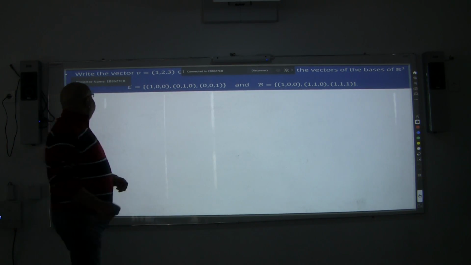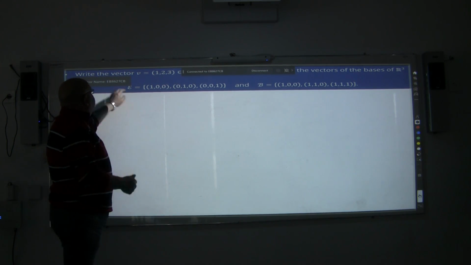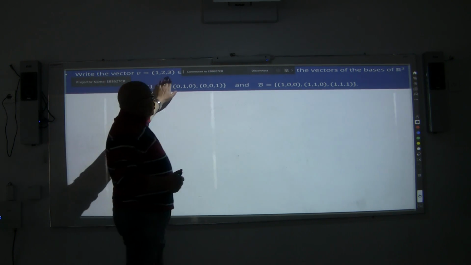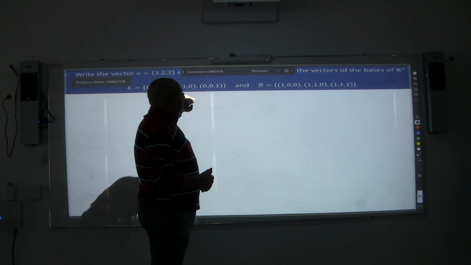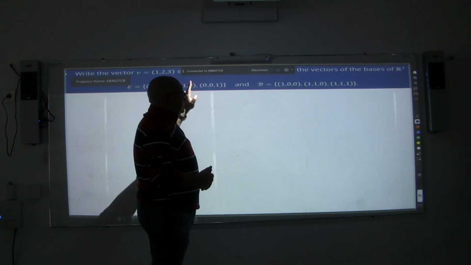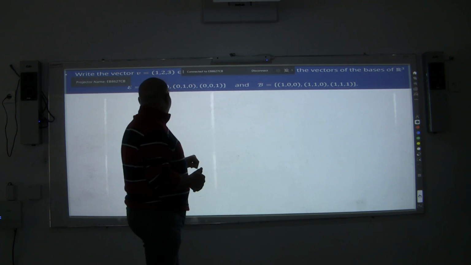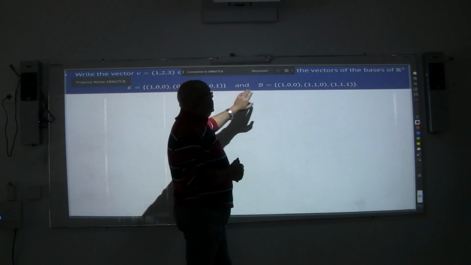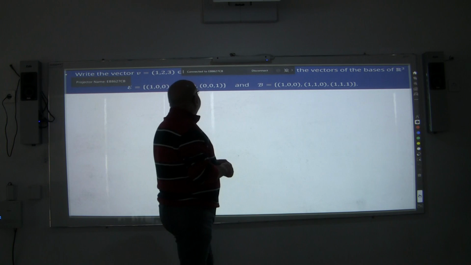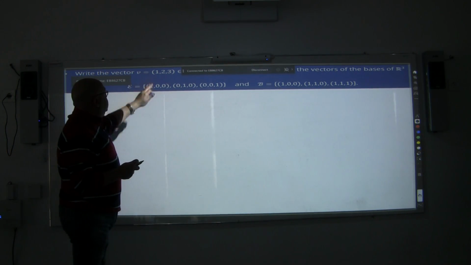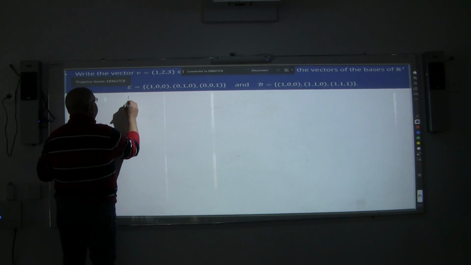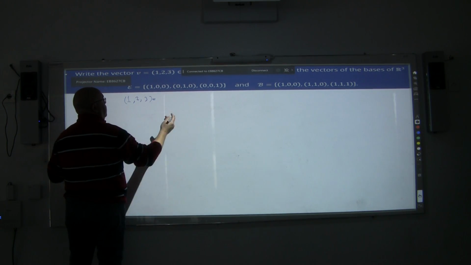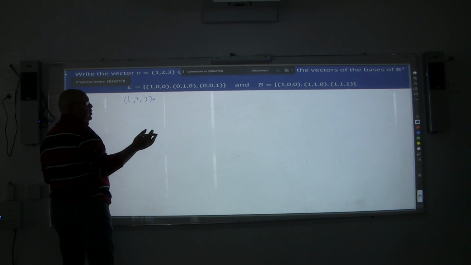Let's look at this question. It gives you the vector 1, 2, 3, which belongs to the vector space R3, and which has two bases: this is the standard or canonical basis, and that's another basis. Simply, if I want to write the vector 1, 2, 3 as a linear combination of the canonical basis, this is very, very simple.